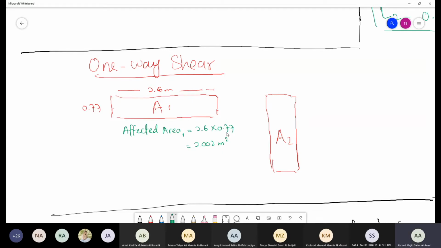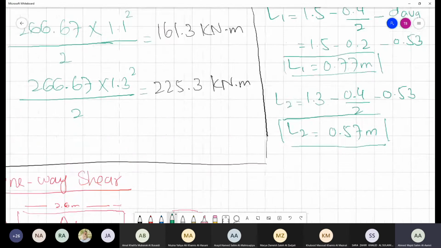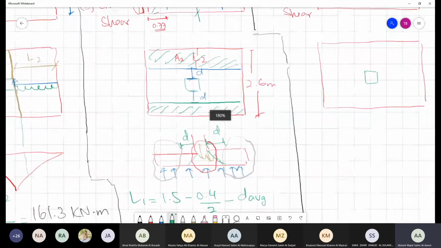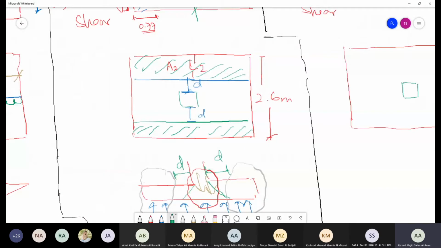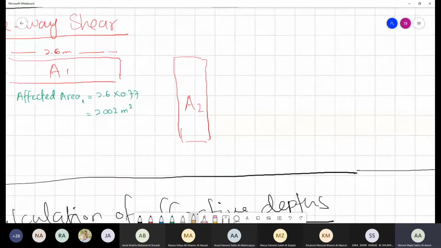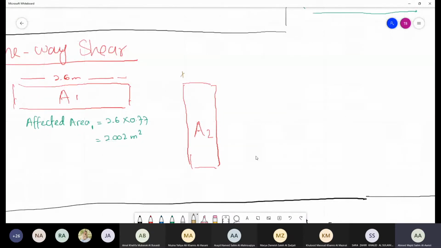Now we will go for checking for A2. This is going to be your A2. We said that this particular dimension is 0.57, if you remember. This dimension now is going to be 3 meter. So this area is going to be 0.57 multiplied by 3 meter. Okay, so we have 0.57 here, and then 3 meter here.